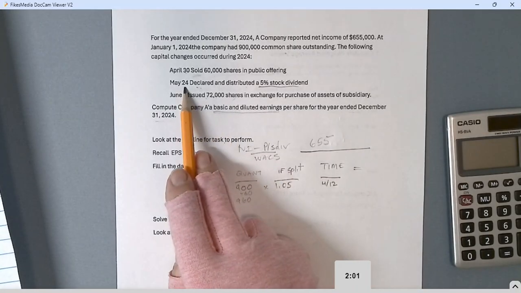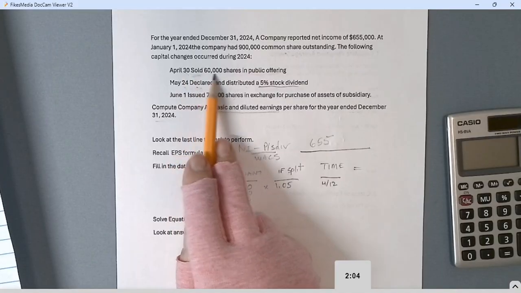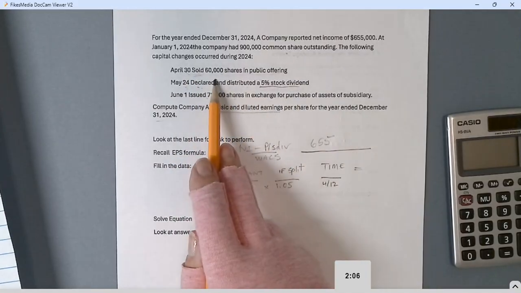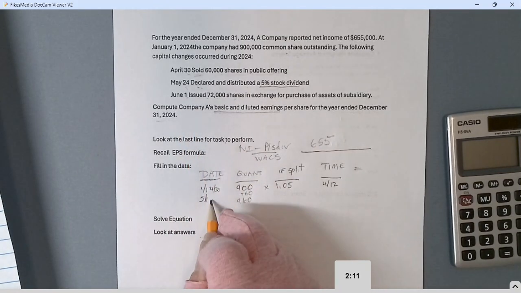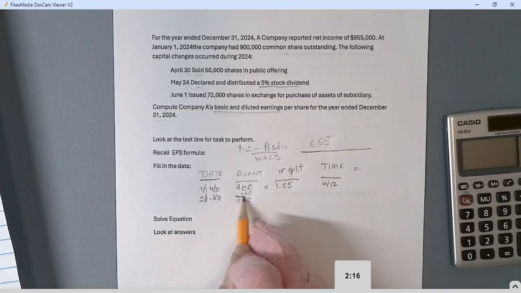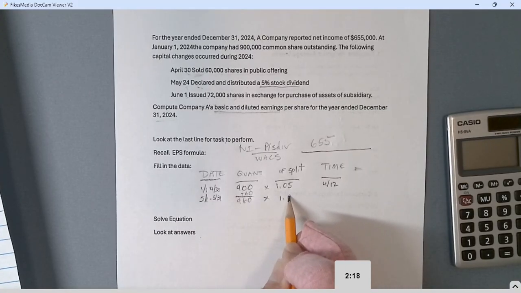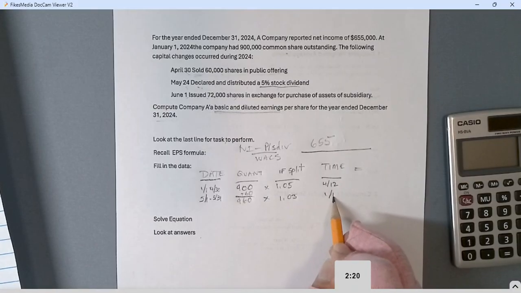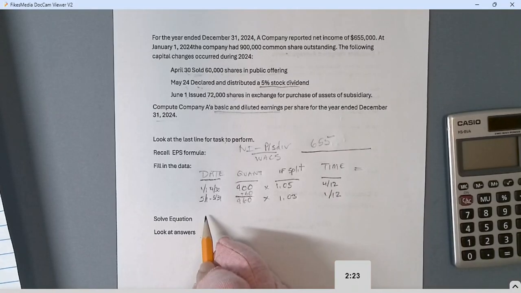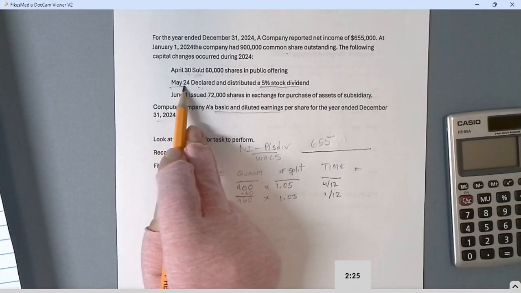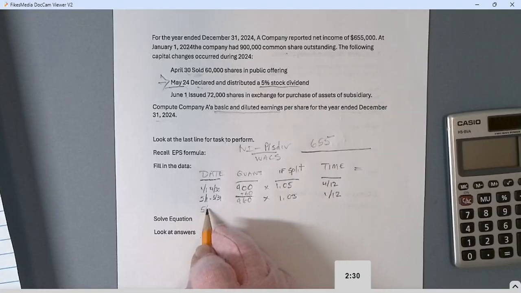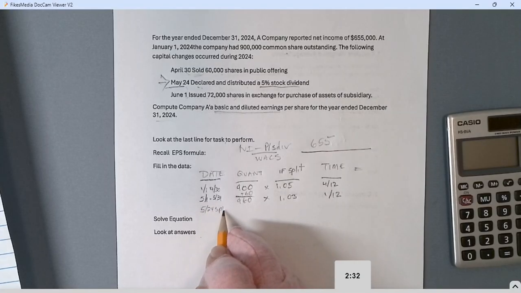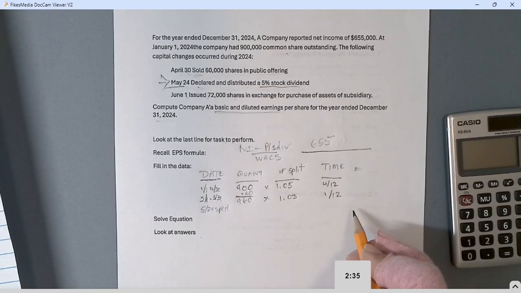And that was just for 1 month. So May, April, I sold those 60. And in May, they were outstanding. June 1st was the next time that I had something. Okay, so that was only for 1 month. So my dividend was declared on May 24th. So 5/24 split. And I leave a space here.